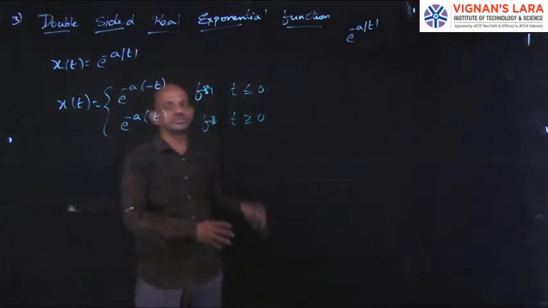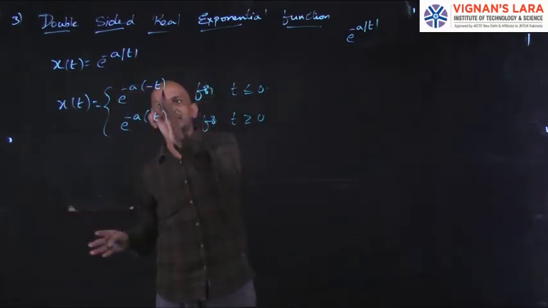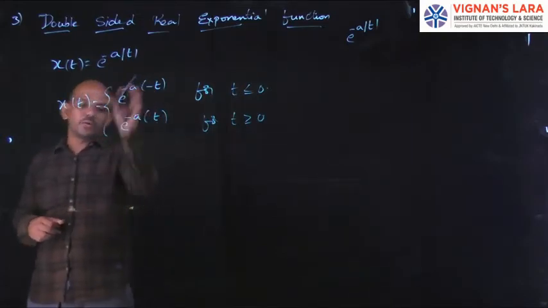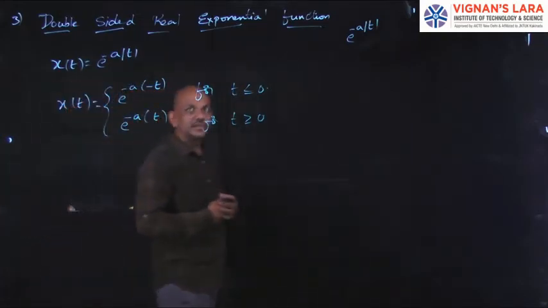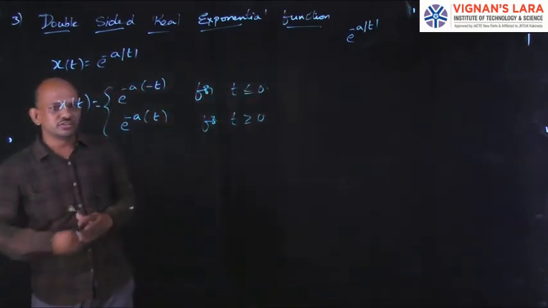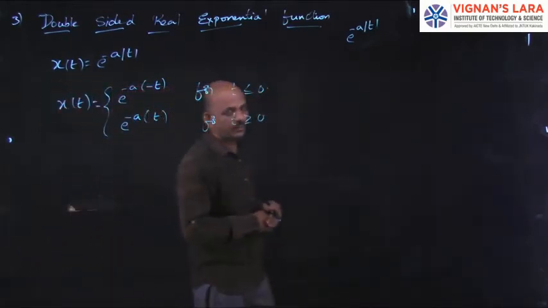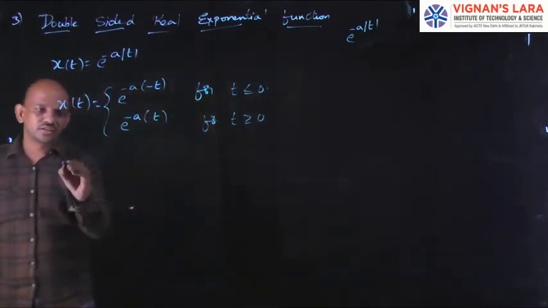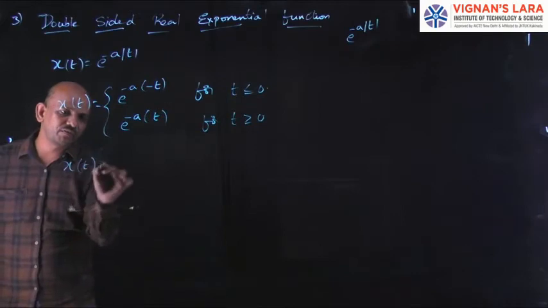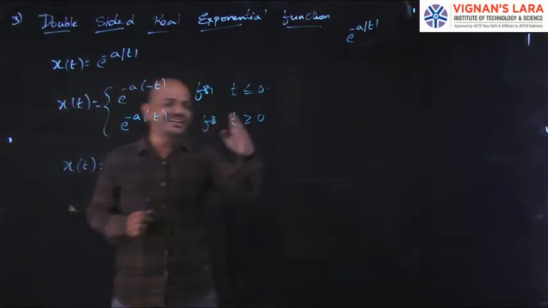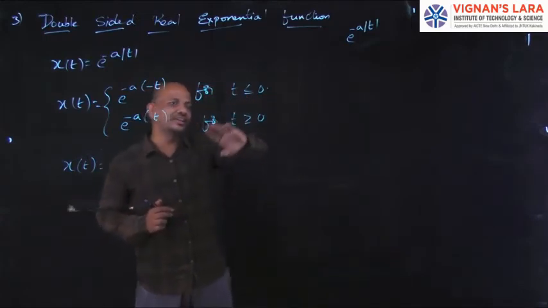For t greater than or equal to 0 it is plus t, and for t less than or equal to 0 it is minus t. Okay. Now if you combine both, I will get the double-sided real exponential function. So I have to combine both. These two can be combined with the help of unit step functions. How? See, x of t will be equal to, so this function exists for t greater than or equal to 0.